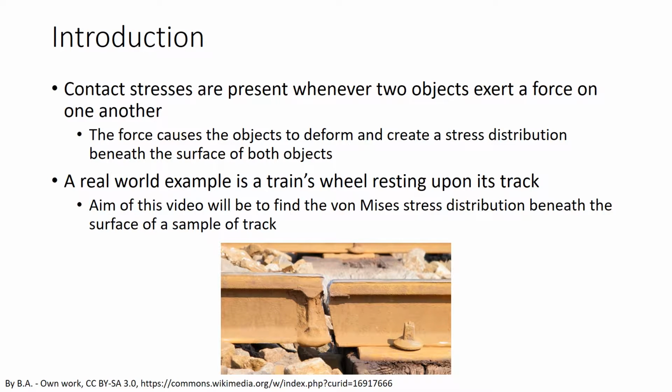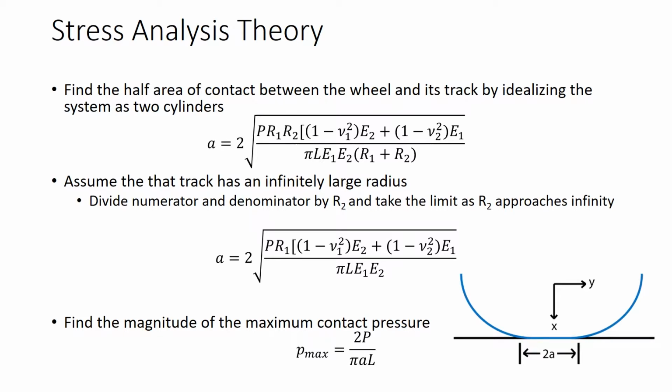Contact stresses are present whenever two objects exert a force upon one another. The force causes both objects to deform and creates a stress distribution beneath the surface of both objects. While there are numerous examples of this in the real world, this video will be focusing on finding the von Mises stress distribution caused by the contact between a train's wheel and its track, given the necessary material properties and physical dimensions.